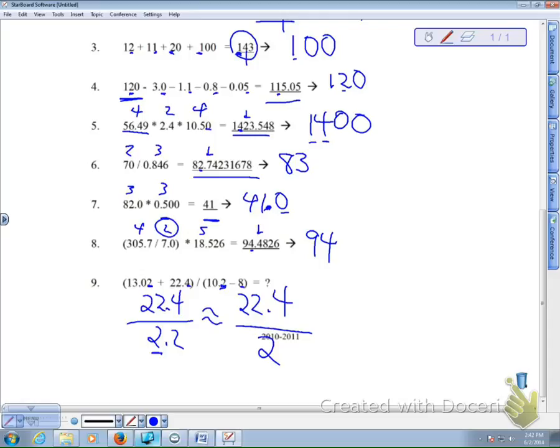Now I'm going to divide 22.4 divided by 2, and that comes out to be 11.2. And now I need to round that according to the rules for multiplying and dividing. In the numerator, there are 3 sig figs, and in the bottom, there's only 1. So I have to round this answer to only have 1 sig fig, which means I round down to 10.